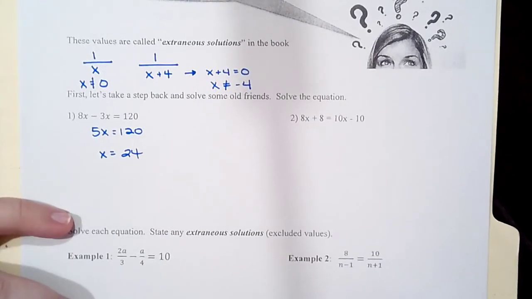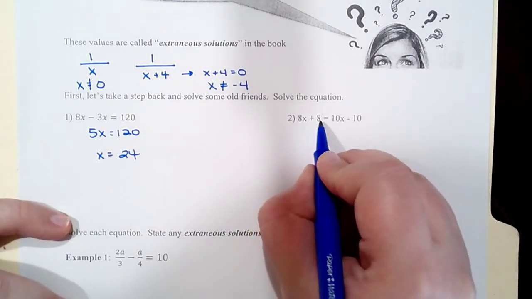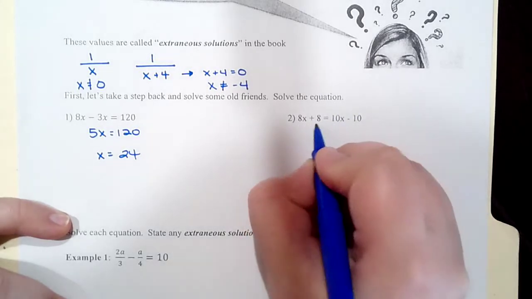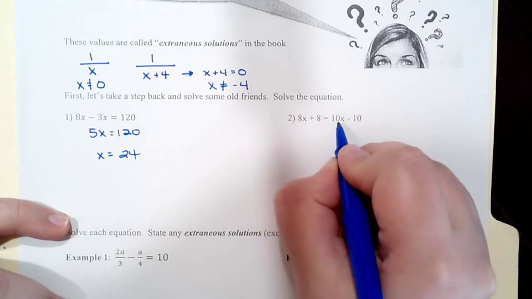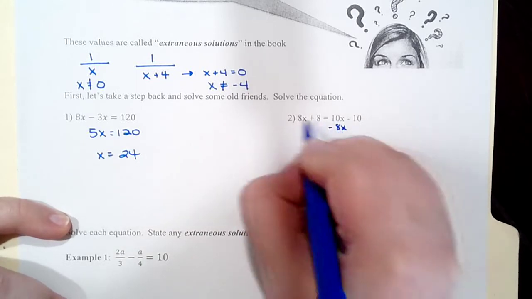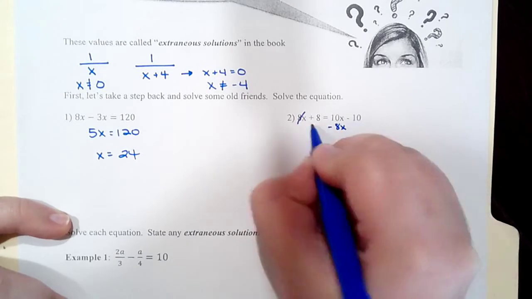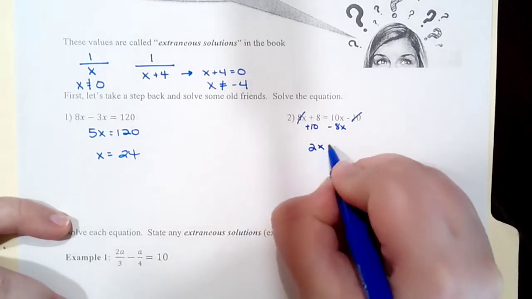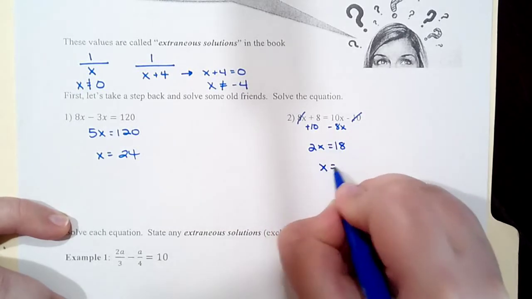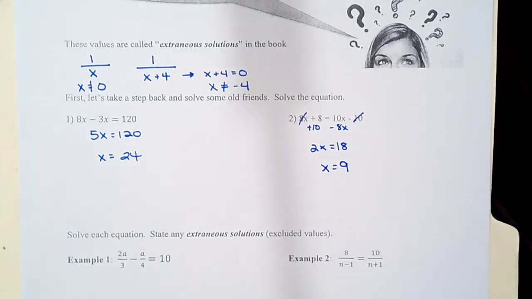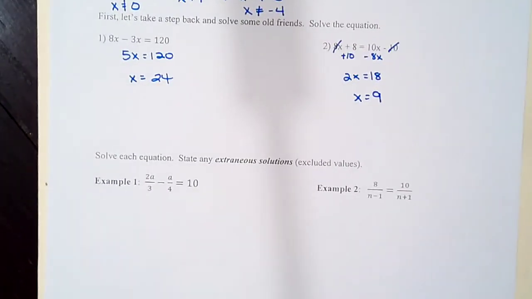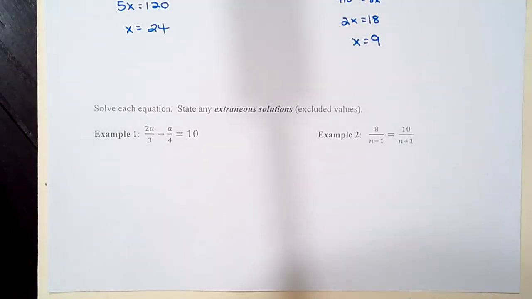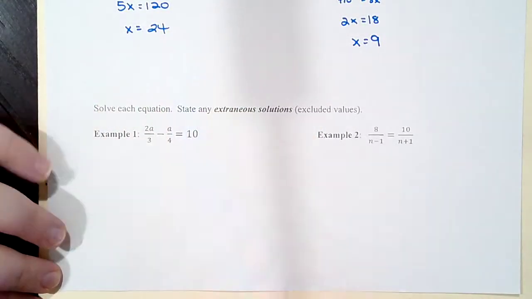On the right-hand side, we have 8x plus 8 equals 10x minus 10. Remember, we're going to combine across the equal signs, so minus 8x over here. That cancels this. If we add 10 over here, that cancels that. And we are left with 2x equals 18. And x equals 9. Pretty simple stuff, but the reason I showed you that is because when we jump down here to solving equations with rational expressions, we have to do just that.